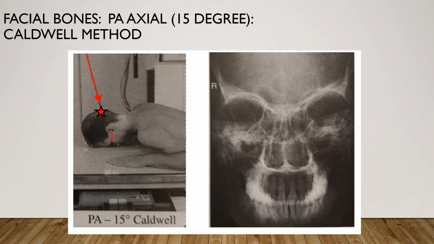You're going to direct the center ray 15 degrees caudad, or caudal, toward the feet to the orbital meatal line, exiting at the nasion. So you always want to take your finger, put it on the table at the nasion, and make sure the central ray is at that nasion. Once you have that in place, just line up your X-ray tube with your X-ray cassette or your IR.